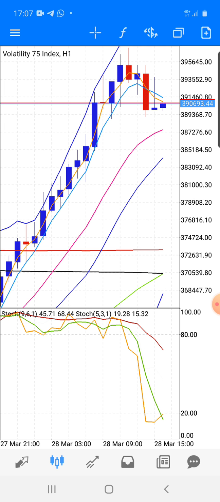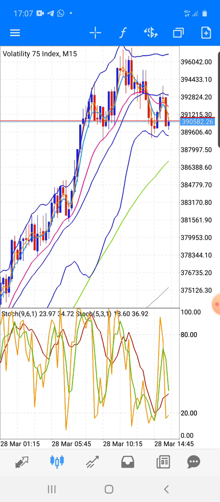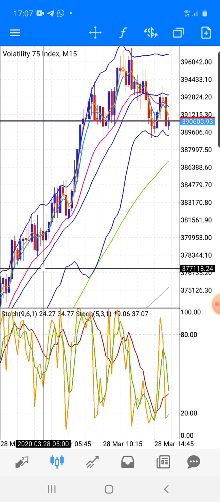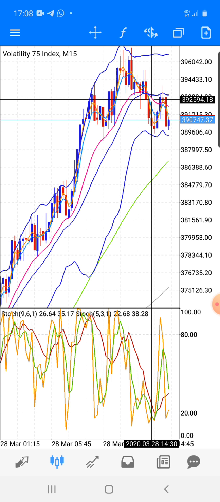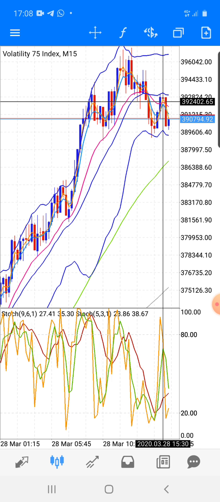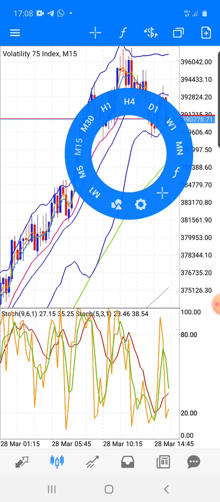Then I come to my 15-minute time frame. On the 15 minutes now, this time around, we're looking at the pink and the blue. Look at it, it has crossed. You see that? It has crossed downwards and it's looking like it's the start of a sell. So you see now that even though daily momentum is buy, we are looking to sell.